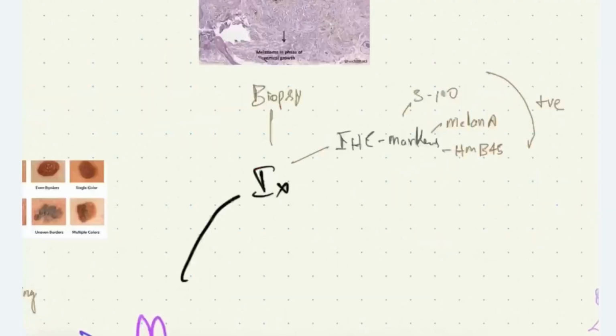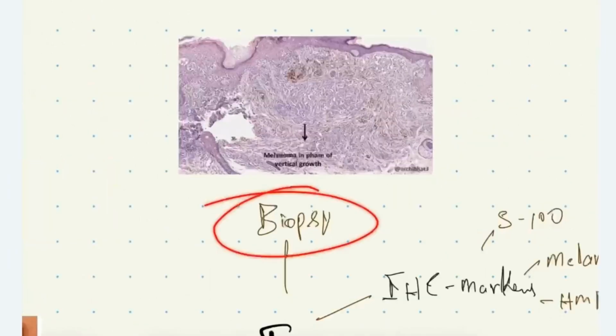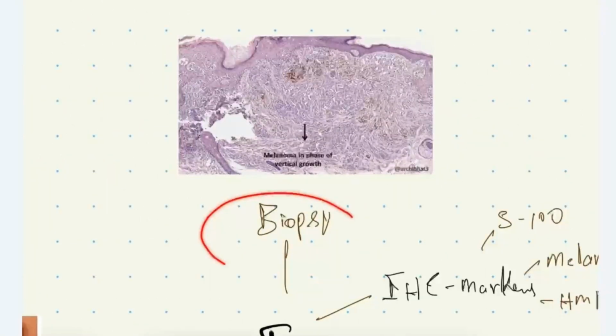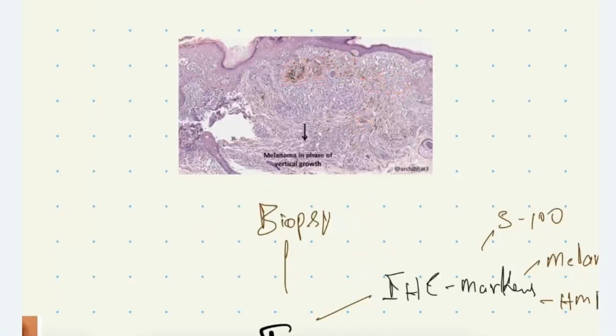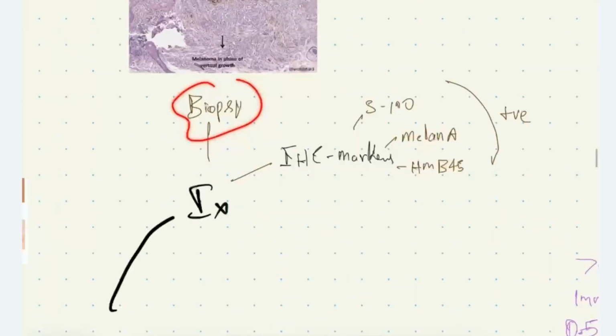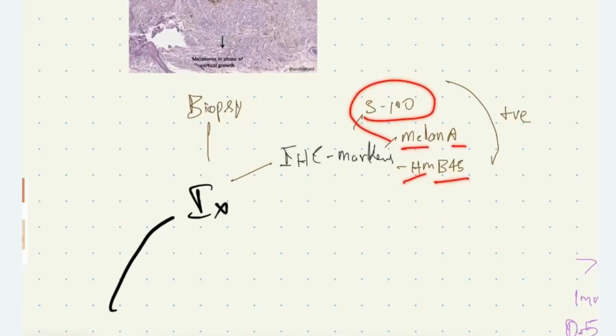First, we have biopsy of the lesion. When you do biopsy of the lesion, you'll see malignant melanocytes in the dermis and epidermis. And then if you do immunohistochemistry in this biopsied lesion, characteristically, the Melan-A, HMB45 and S100 markers will be positive in case of malignant melanoma.